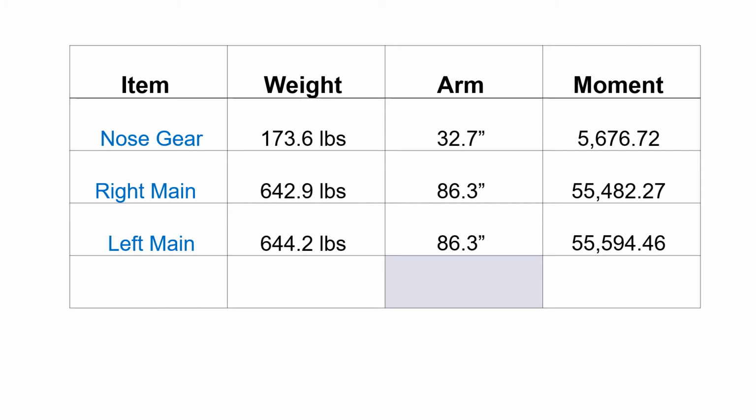In this step, we will calculate an individual moment for each item by multiplying its weight by its arm. For the nose gear, we multiply 173.6 pounds by 32.7 inches to get us a total moment for the nose gear of 5,676.72 inch-pounds. Likewise, we calculate a moment for the right main and for the left main.